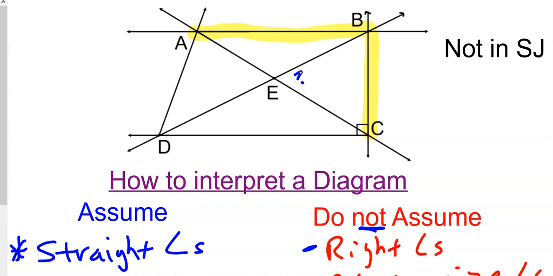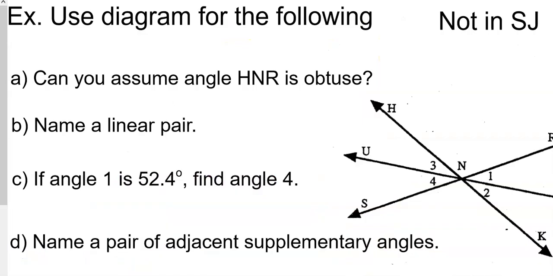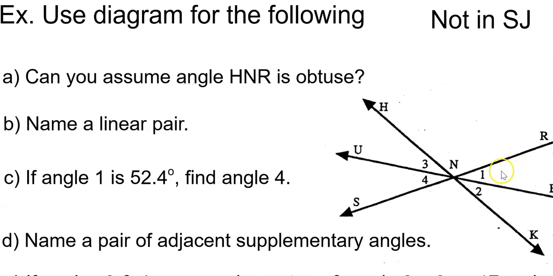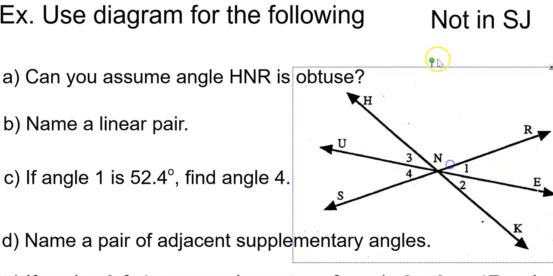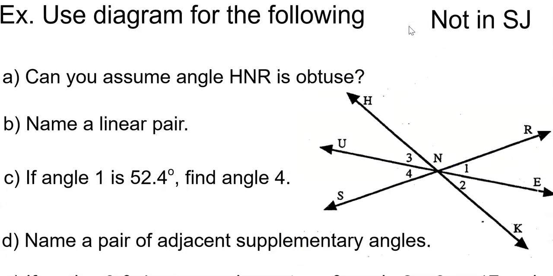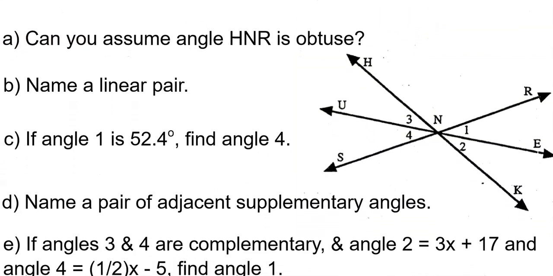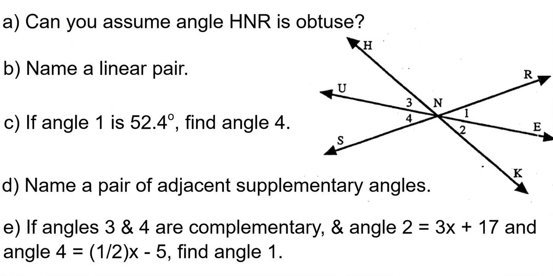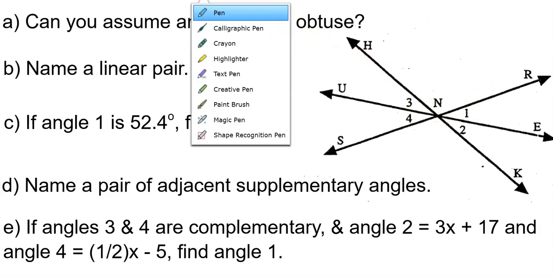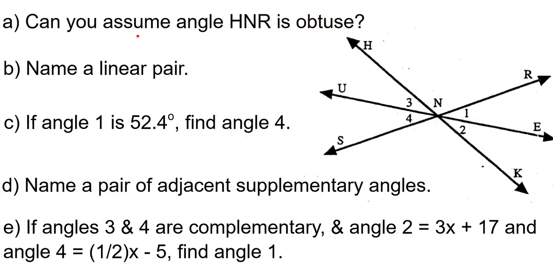Okay, so let's try to answer a couple of these questions here. Again, I apologize, this is not your student journal, so if you need some time to write this down, please do so. Let me move this over so you can see that diagram better. Pause if you need to. We're going to use the diagram for these following questions. Can you assume angle HSR is obtuse? Again, you cannot make any assumptions about relative sizes, so no.